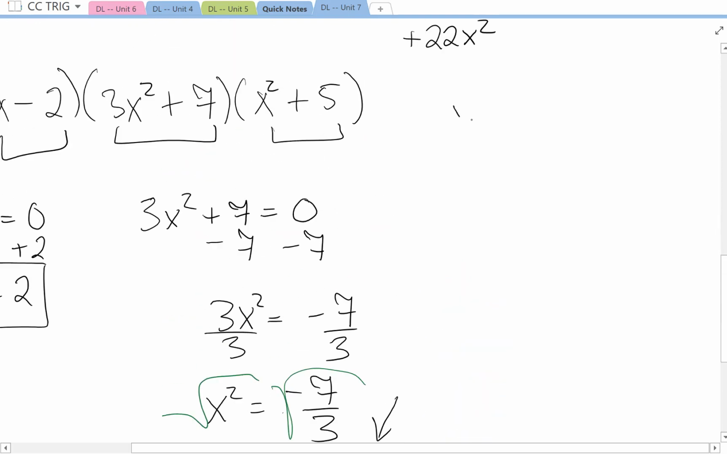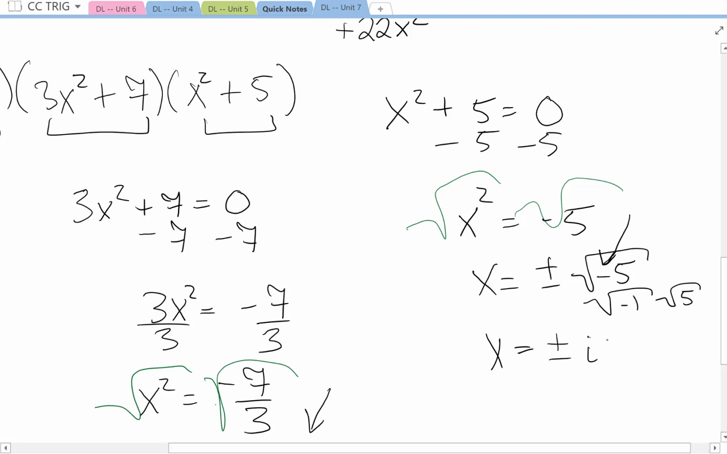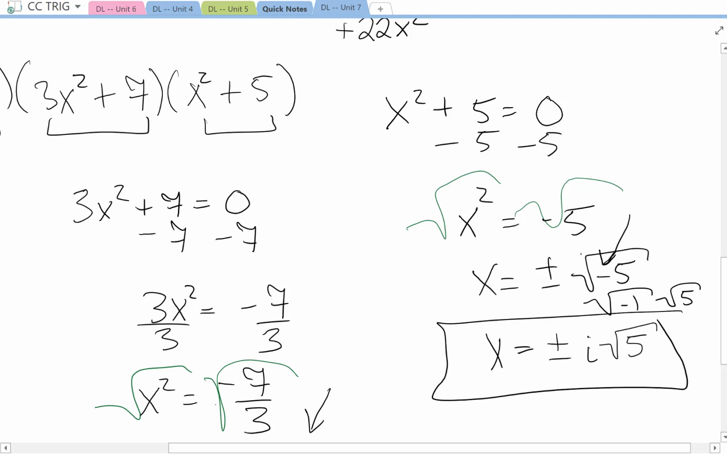X squared plus 5 equals 0. Subtract 5 on both sides. X squared equals negative 5. Now we're going to square root both sides. X is equal to plus or minus the square root of negative 5. But when you have a negative under the square root, that is the imaginary number outside of the square root. So x is equal to, and if you want to see it, it would be negative 1 times root 5. So you can write that as a product. And then the square root of negative 1 is i, and we write it as i root 5. Do not leave negatives under square roots for your answers. Ever.